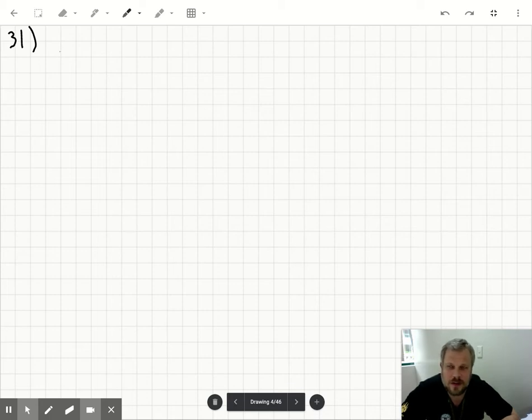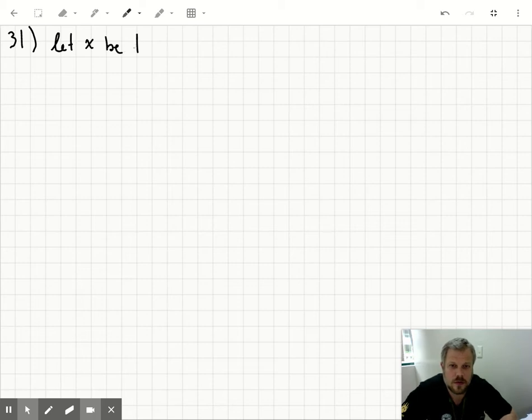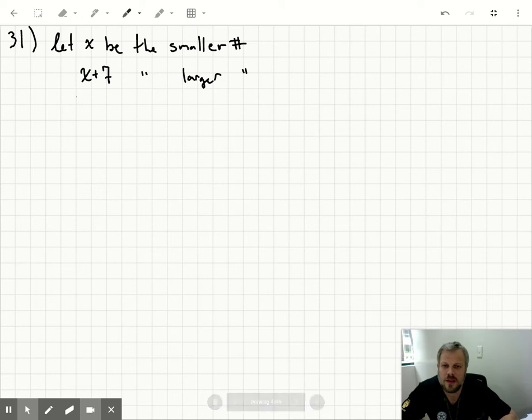I could make the larger number x or the smaller. I'm going to say let x be the smaller number, and the other one would be let x plus 7 be the larger number. Okay, so all of that's the same.